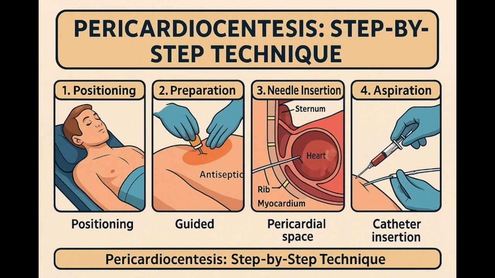The fourth step is needle insertion. Using a long spinal needle attached to a syringe, the needle is advanced at a shallow angle of 30 to 45 degrees, aiming toward the left shoulder. Aspiration is performed continuously during advancement. Entry into the pericardial space is indicated by free aspiration of non-pulsatile fluid.